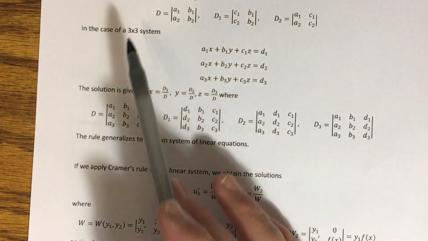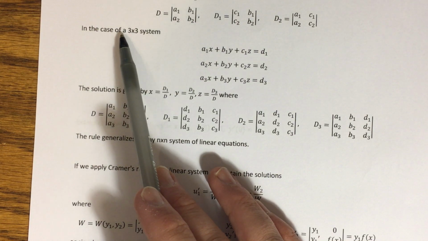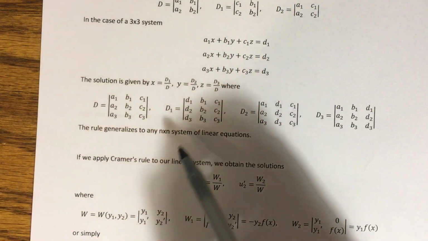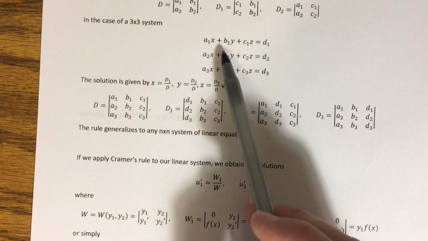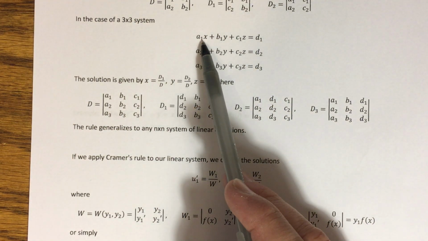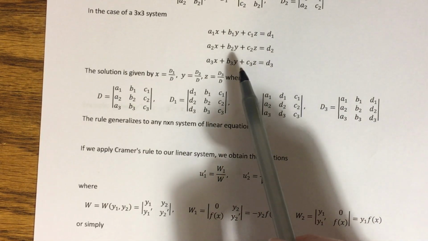Now, let's look at a 3x3 system. Does Cramer's rule apply to that? Yes. And it follows a similar pattern, but being 3x3 is just going to look slightly different. So again, we have a system of three equations in three variables.